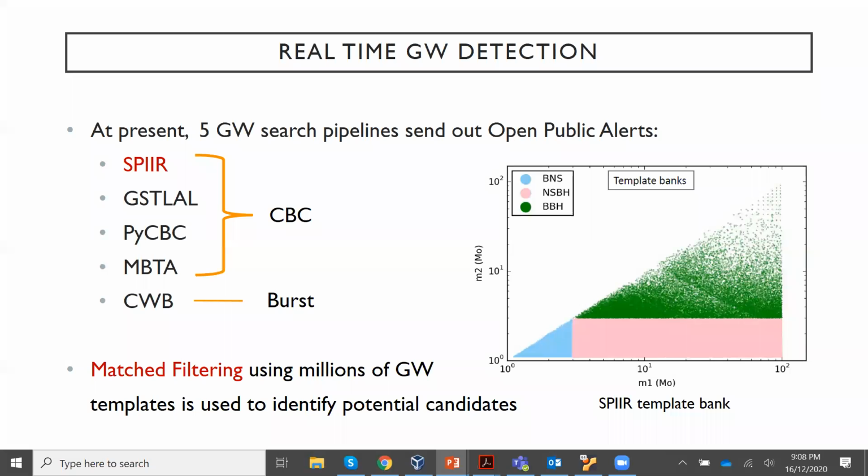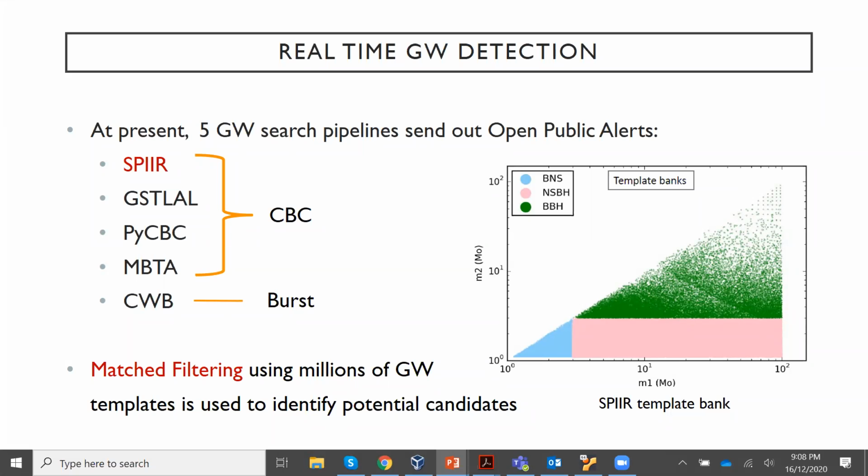So at present, there are 5 gravitational wave search pipelines which are allowed to send out open public alerts. This means that whenever there is a gravitational wave detection, these 5 pipelines can send out alerts to the public and to other scientists, who can then do other follow-up observations from those triggers. So these 5 pipelines are SPIIR, GstLAL, PyCBC, MBTA, and cWB.